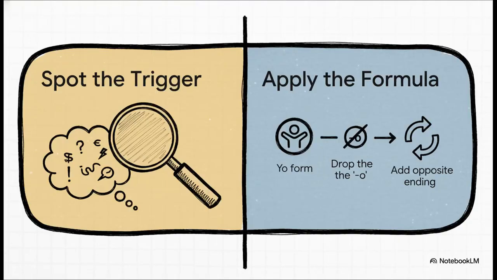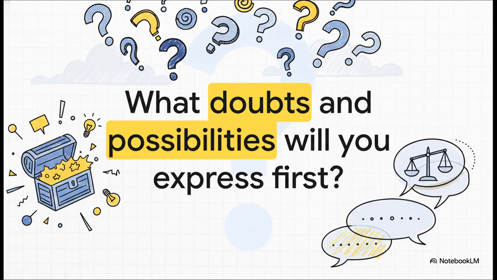And here are the 2 tools you need to actually use it. Tool number 1, learn to spot those trigger phrases like dudar que or es posible que. Tool number 2, use that 3-step formula. Yo form, drop the O, add the opposite ending. That's really the whole machine right there. So there you have it. The subjunctive isn't some scary monster hiding in the grammar closet. It's just a logical, predictable system built around one single idea. You've basically just cracked the code. So the only real question now is, what are you going to say now that you're not so sure about?